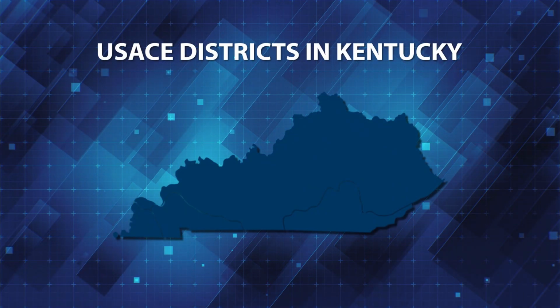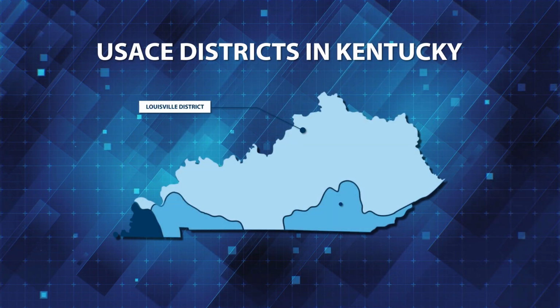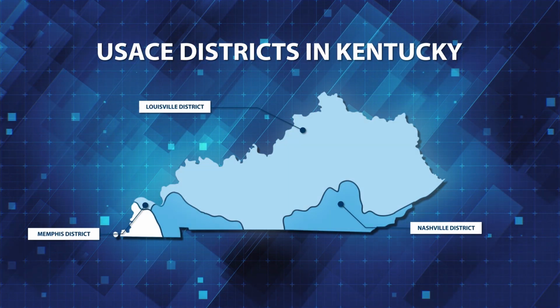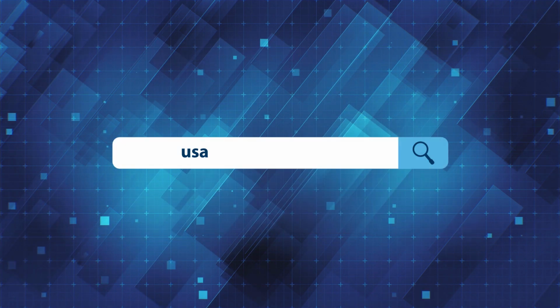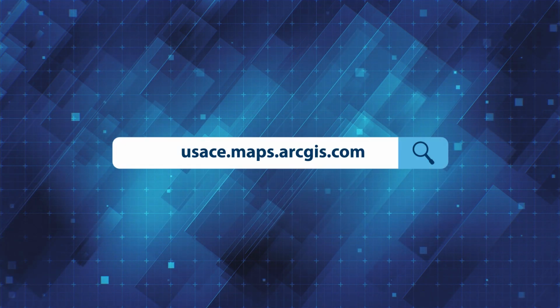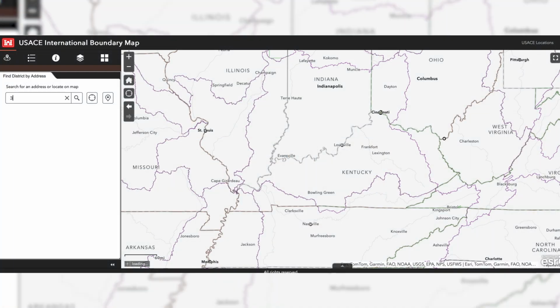There are 3 Army Corps districts that operate in Kentucky: Louisville, Nashville, and Memphis, with Louisville District regulating a majority of the state. Contact the Army Corps District directly if you have specific questions about their federal permit regulatory requirements or exemptions.